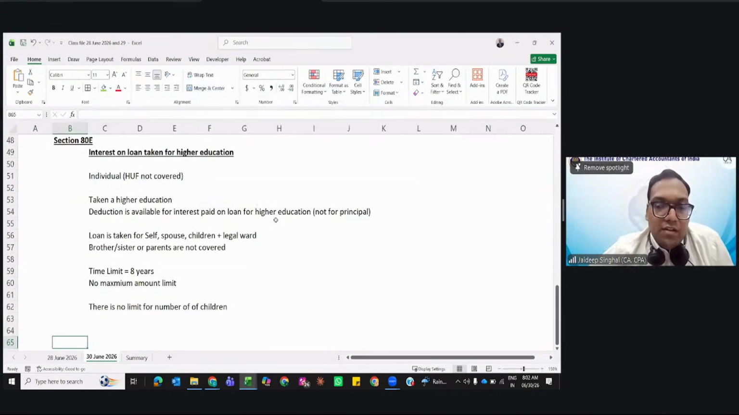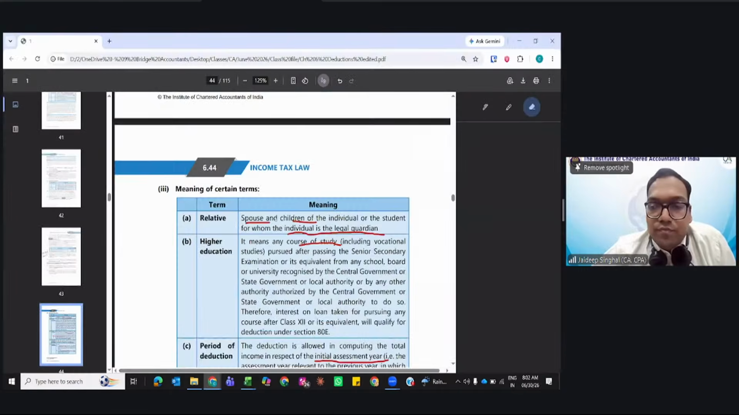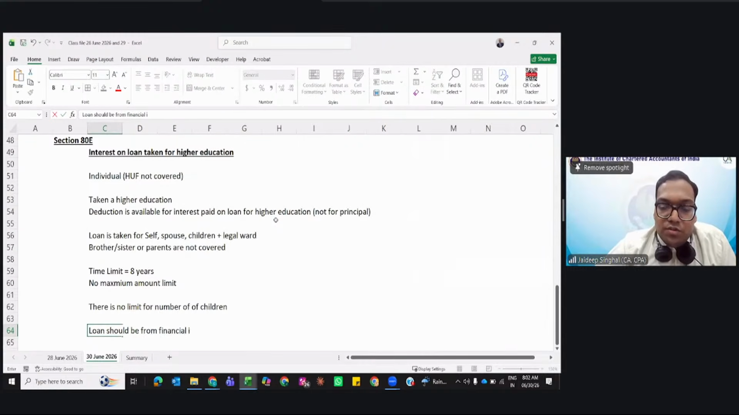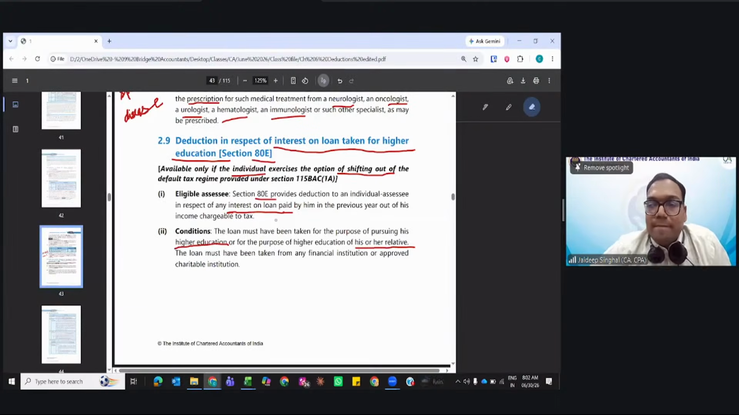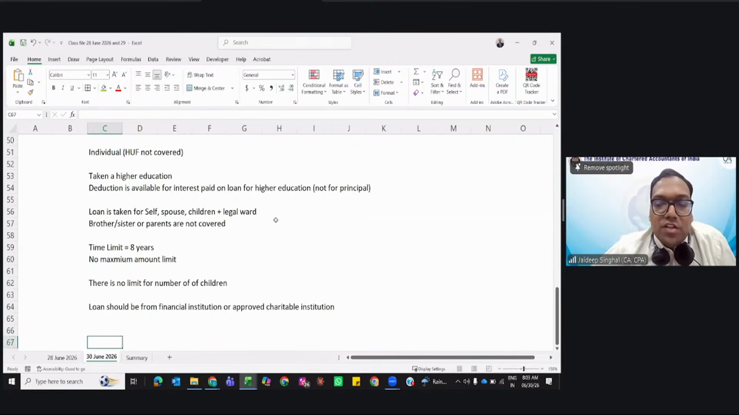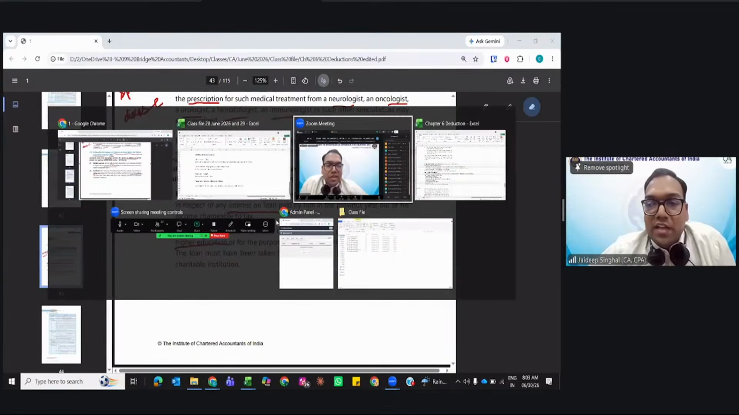So you can write here, loan should be from financial institution or approved charitable institution. Clear? This is about 80E.